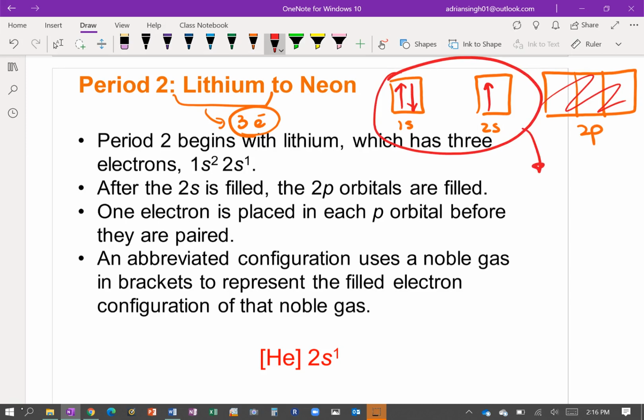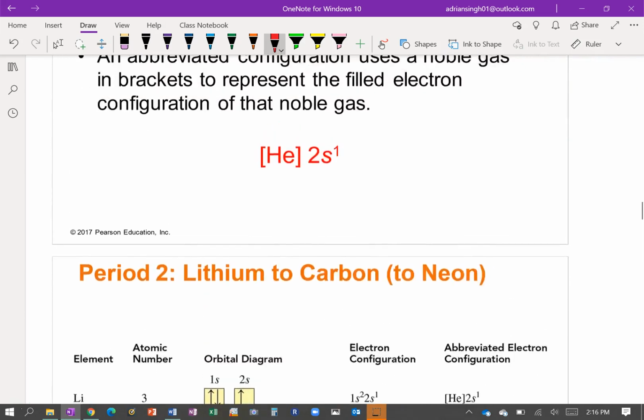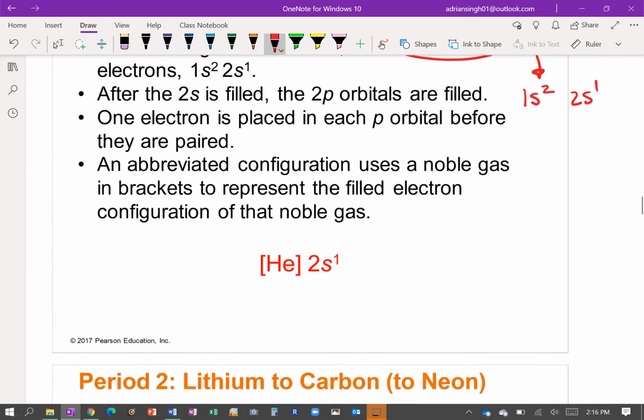So we take that and we convert it, we end up with 1s2, and then we have 1 electron in the 2s, that'll be 2s1. All right, and we can go through and fill in all of the electrons as we go across period 2. Let's do carbon, because carbon was one that we did previously as an example.